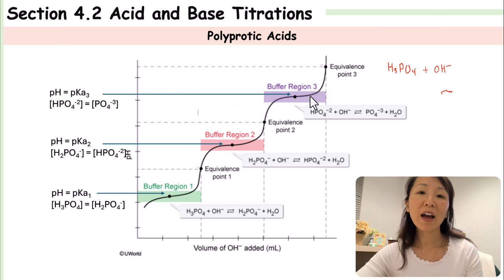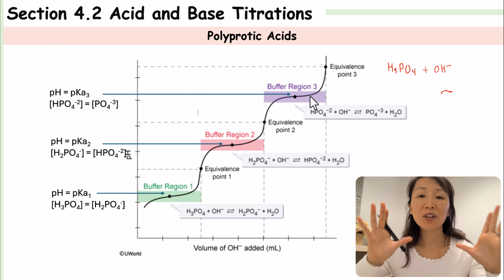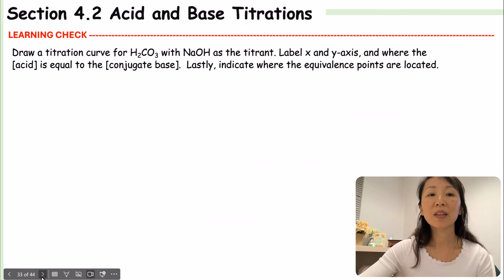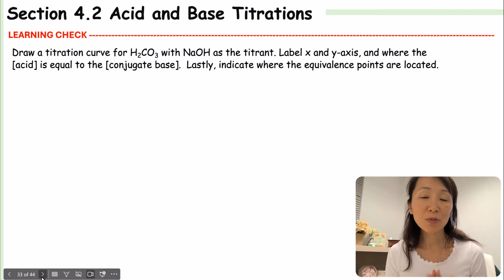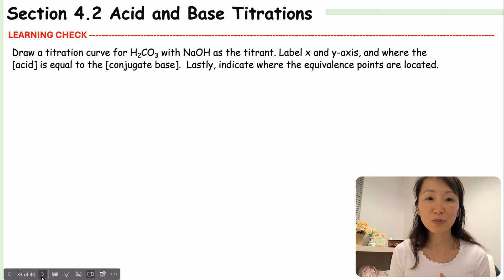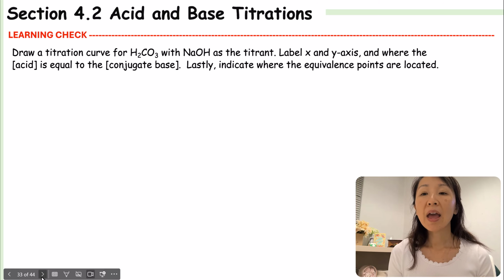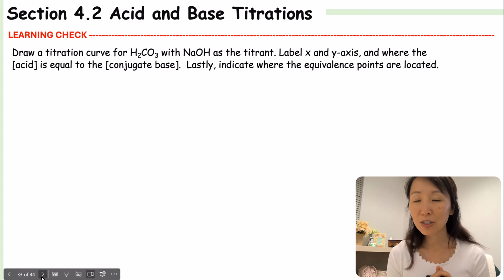So now that you have some illustration of this polyprotic acid, we're going to go into our learning check. This one requires you to draw a titration curve for carbonic acid, H2CO3, with NaOH as a titrant. It says label the X and Y axes, and where the acid is equal to the conjugate base, so you need to label those. And lastly, indicate where the equivalence points are located.